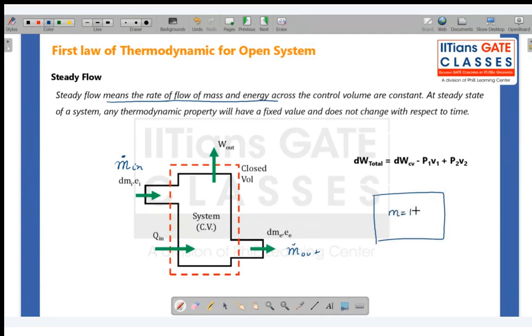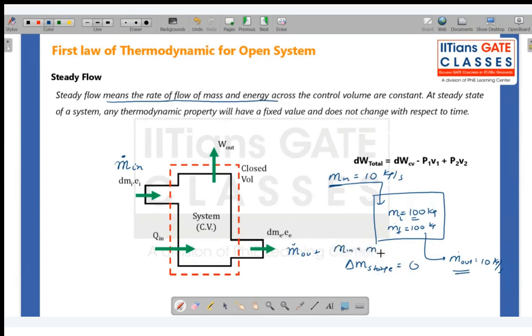If the mass inside this system is, let us say, 100 kg, and I am sending in m dot in equal to 10 kg per second, and at the same rate I am taking it out, 10 kg per second. If the initial is 100 kg, what will be the final mass inside the system? Quickly. Yes, finally there will not be any change, because whatever is coming in is going out. So the change of mass inside the system, or storage, is equal to zero, because m dot in is equal to m dot out.